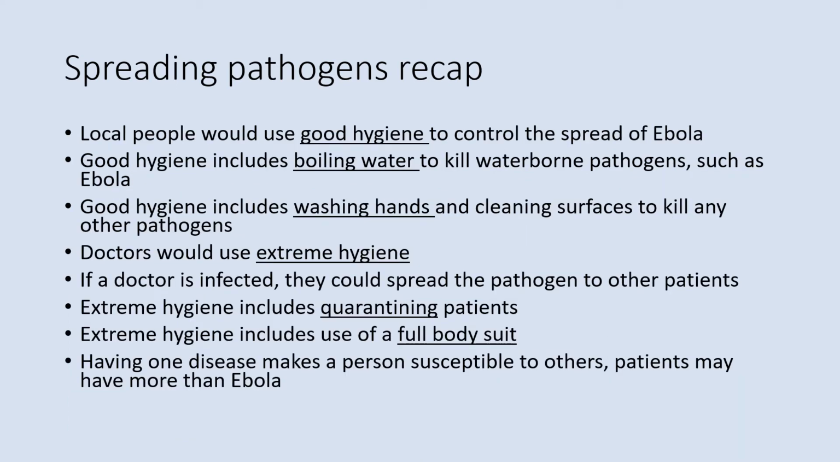So these are my bullet points. You may have different ones or there may be variations of it, but it's worth going through and making notes. So local people, the most important one would be use of good hygiene. This would control the spread of Ebola. It's currently what we're doing with coronavirus, just maintaining good hygiene. Things like, for them, it would be boiling water to kill anything waterborne. Washing hands, cleaning surfaces would all be very good for this.